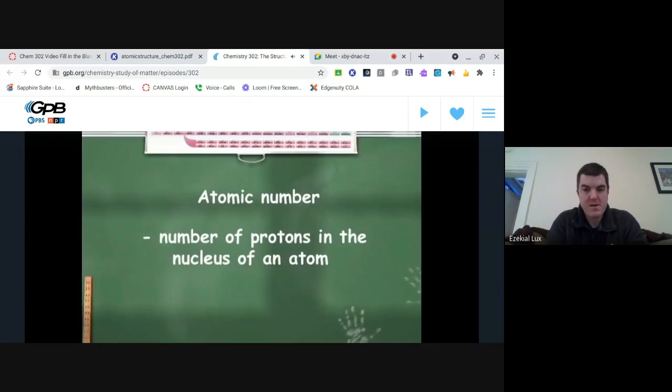We call the number of protons in an atom of an element its atomic number. All of the atoms of one element have the same number of protons, and so they have the same atomic number. The atomic number of an element is like your social security number. Your social security number uniquely identifies you, just like the atomic number uniquely identifies an element.